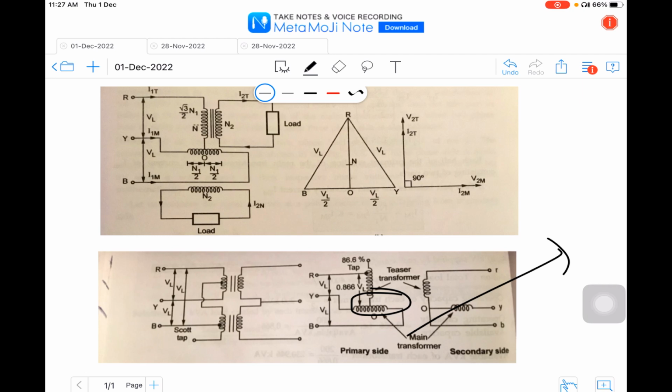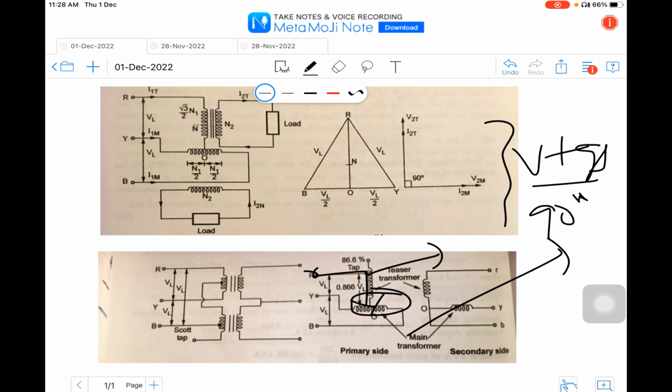The teaser transformer has 0.866 N1 turns. One end of this is connected to the center tapped point of the main transformer, and the other end is connected to R, supply R. As we can observe in the diagram, the voltages across the secondaries are equal in magnitude and have a phase difference of 90 degrees.